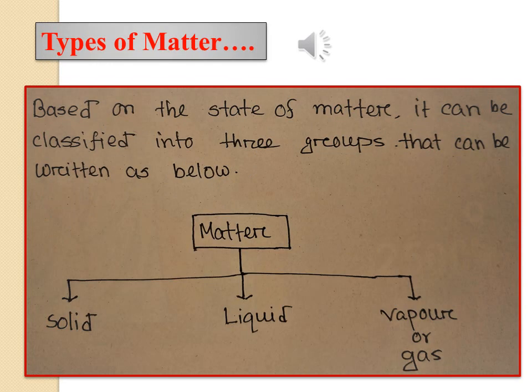Dear student, in this slide I would like to discuss types of matter. Basically, based on the state of matter, matter can be classified into three groups, and these are solid, liquid, vapor or gas.